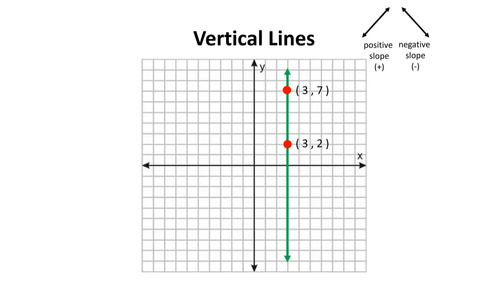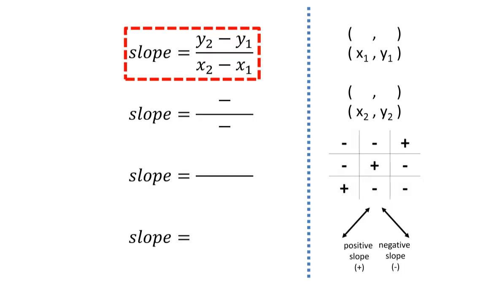The green line below is a vertical line. We are given the coordinates or address of 2 points on that line, which means we can find the slope of this vertical line. I'm going to start by writing down some of the given information. We know the coordinates of 2 points on this line. One of them was (3, 2), and the other one was (3, 7).